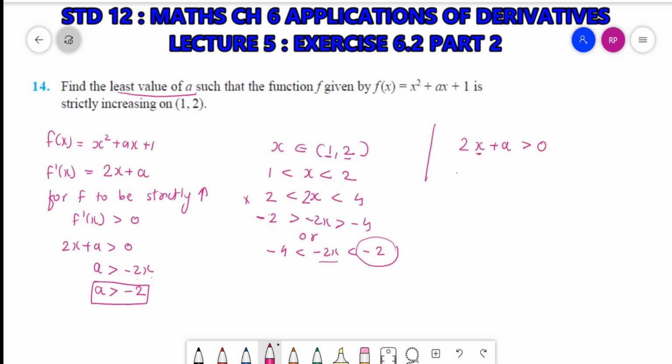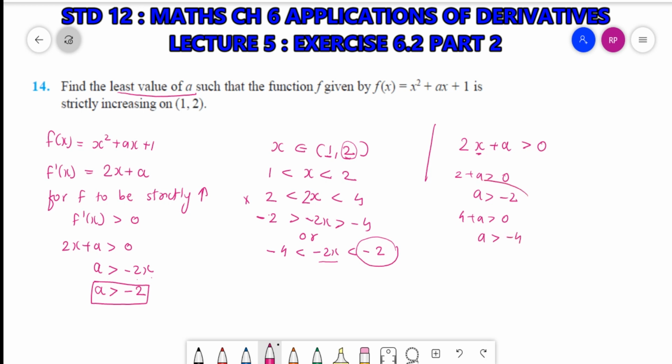So that will be equal to 2 plus a greater than 0. So a greater than minus 2. Now, if I take here a value of x as 2, then 2 2s are 4, right? So 4 plus a, that will be equal to 4 plus a greater than 0. A is greater than minus 4.